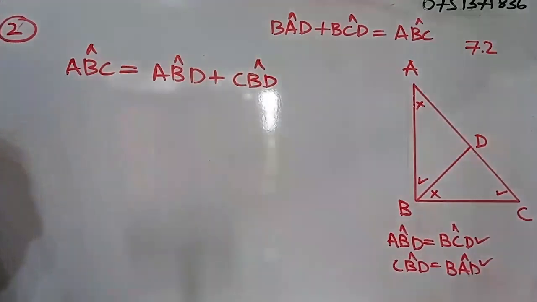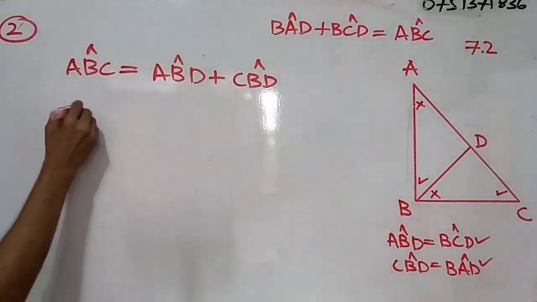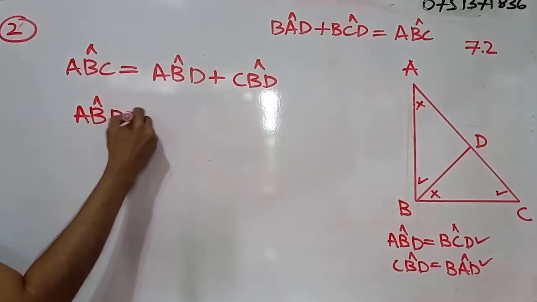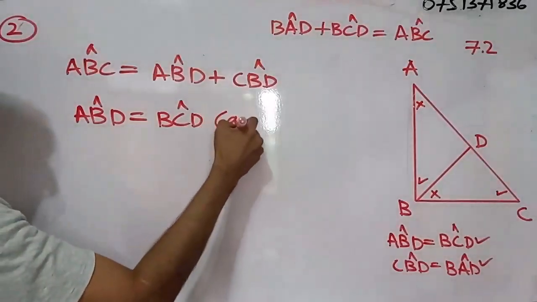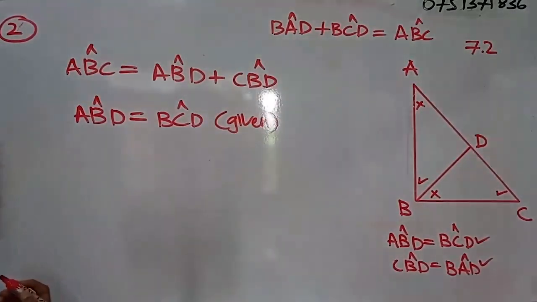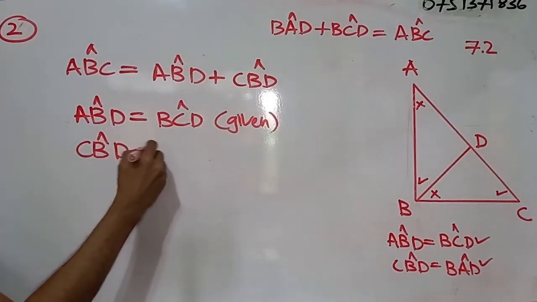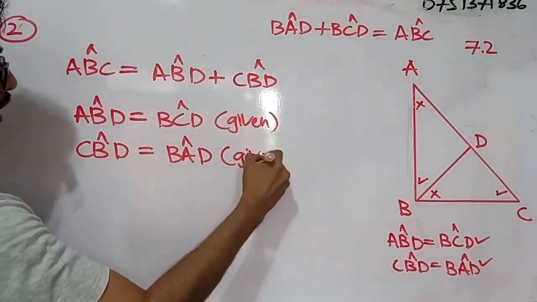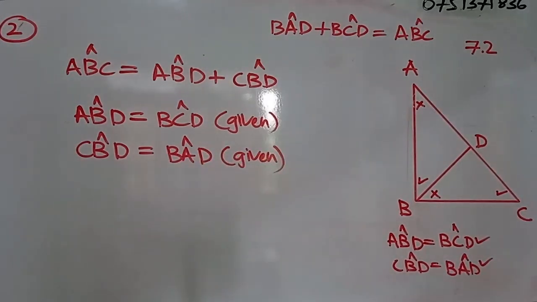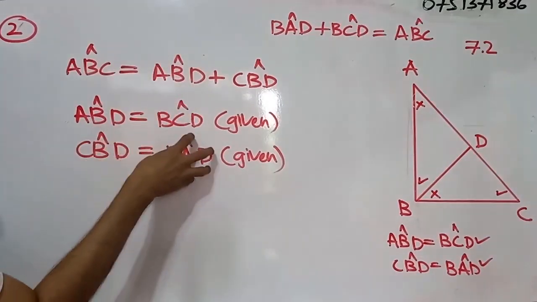Now we know that angle ABD is equal to angle BCD. So this is given. Then angle CBD is equal to angle BAD. That is also given. That means what? Instead of this value, we can use this.